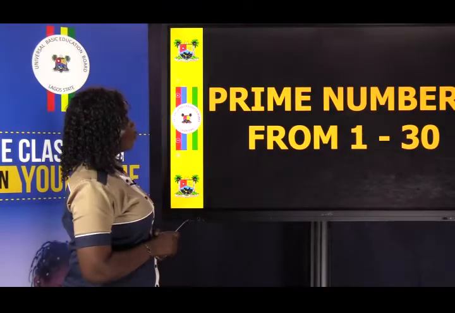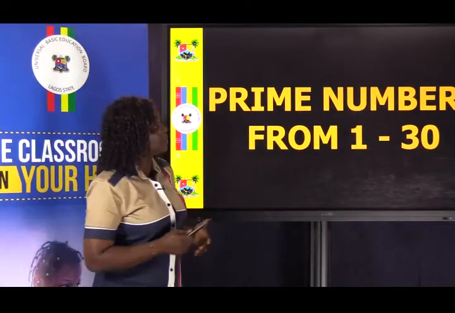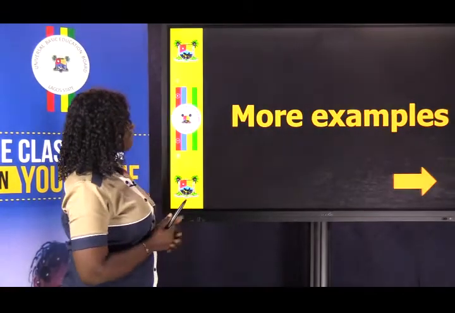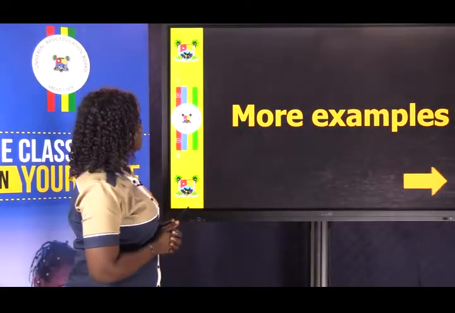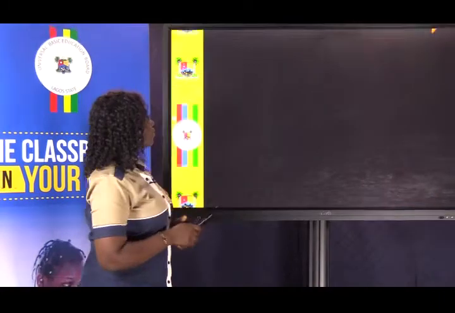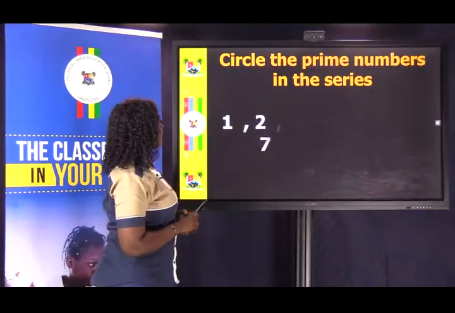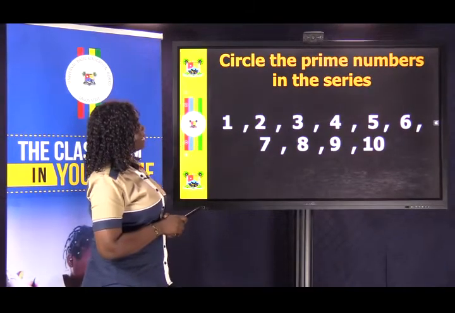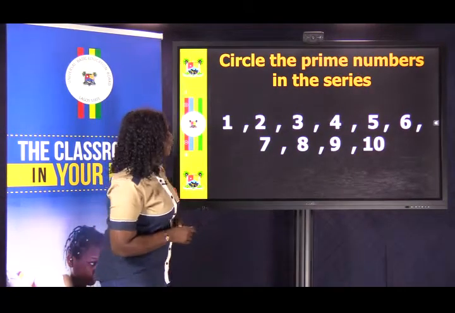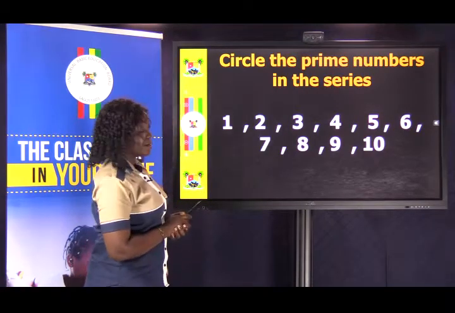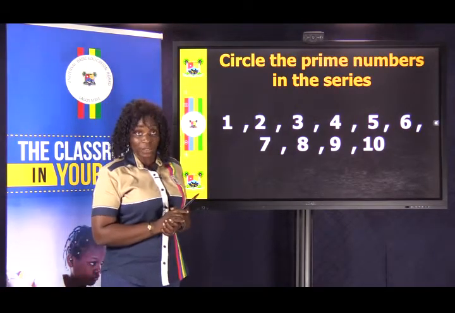Prime numbers from 1 to 30. Let's try to get prime numbers from 1 to 30. More examples. Example 1. Circle prime numbers in this series. We have 1 to 10. How do we get prime numbers in this series? Remember, 1 is not a prime number.